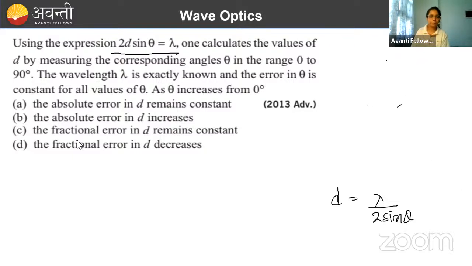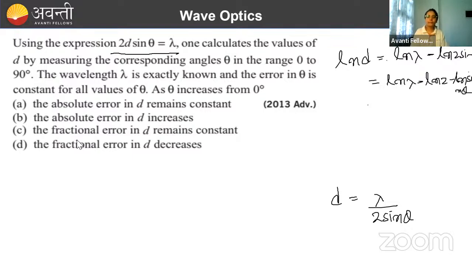So we can take the help of log here. Take the log on both sides. So ln d can be written as ln lambda minus ln 2 sin theta. Further you can break it: ln lambda minus ln 2 minus ln sin theta. Understand? Now you can differentiate both sides and you will get the values. Okay, now do it. So if a different kind of variable is there and you have to calculate the error, you can take the help of ln. That is the logic.